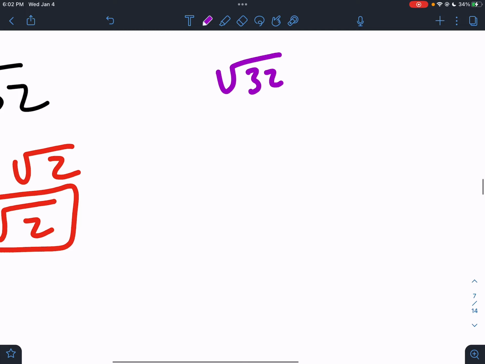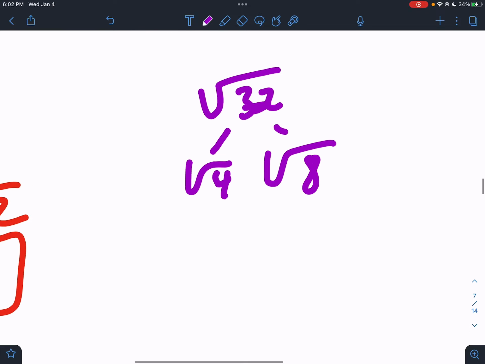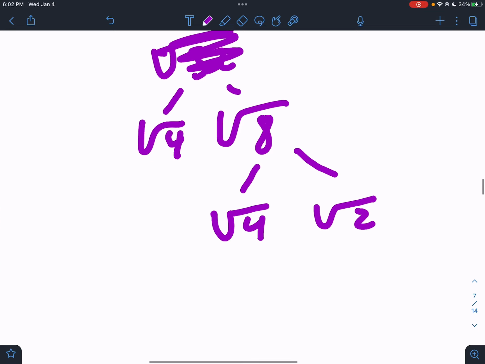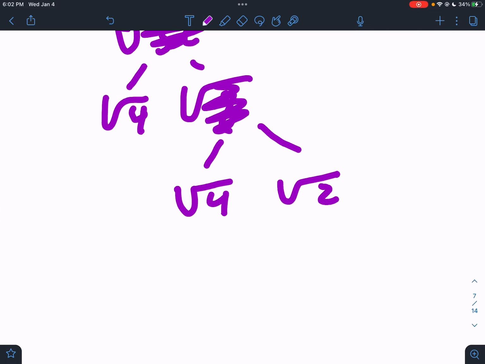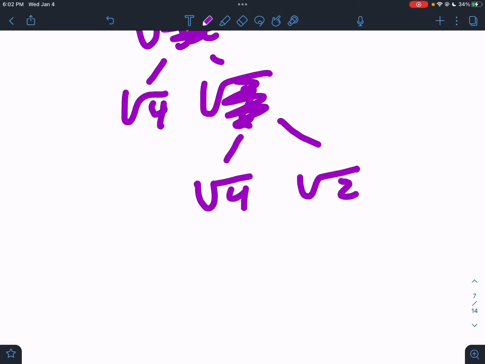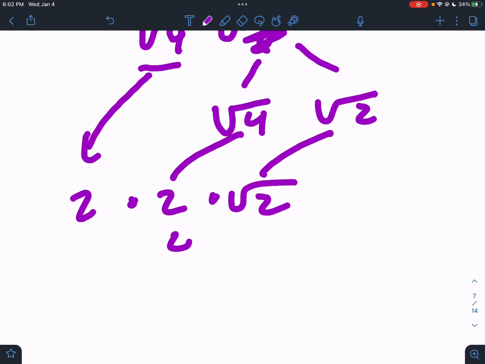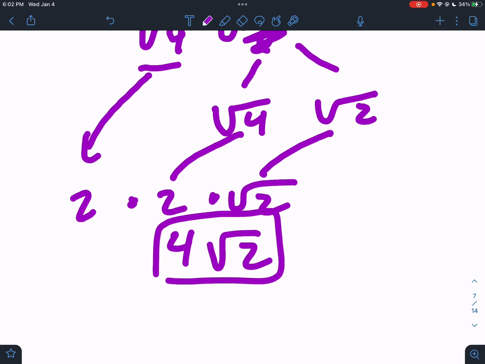So what if you didn't see 16, but you saw root 4 times root 8? Awesome. The thing is, you're not done. Here we know that root 8 also has a perfect square factor. So now we break up the root 8 into perfect square 4 and 2. And you can think of this a couple ways, but root 4 is 2. So root 4 becomes whole number 2, and then you have a square root of 2. Well, 2 times 2 is 4, and then you have a root 2. Same answer we just got.